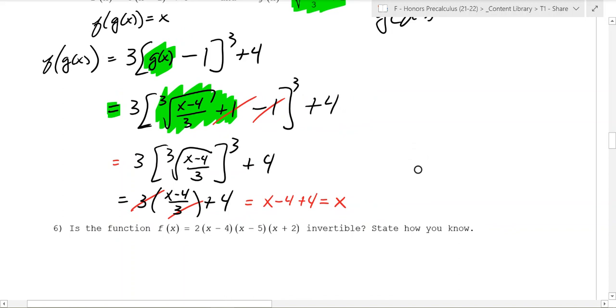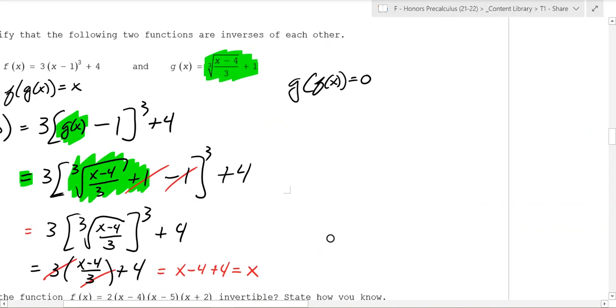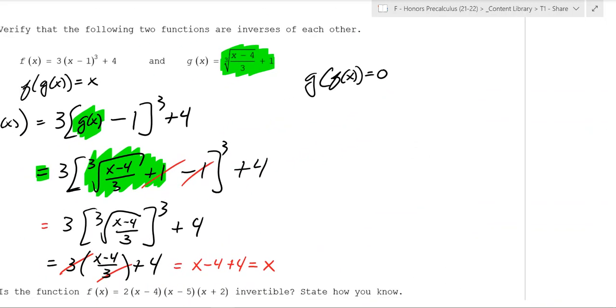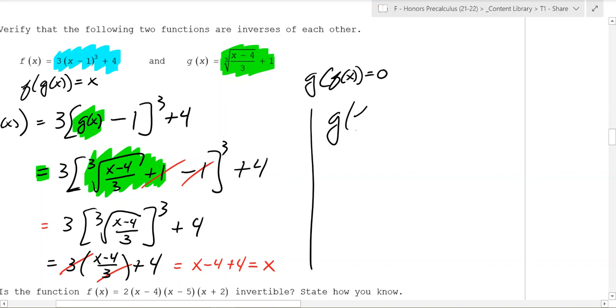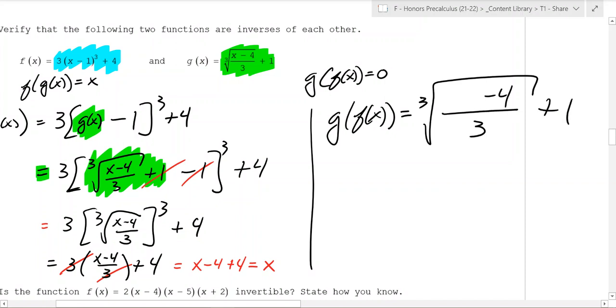The second direction, you have to go the opposite direction as well. We're going to take f and plug it into g. So here's f right here, and we're going to plug it into x. So what that means is you're going to have g of f of x. That means you're plugging in f of x. So it's going to be cube root of x minus 4 over 3 plus 1, and what we're plugging in there is f of x. So it looks big and nasty, but it's going to simplify. 3x minus 1 cubed plus 4. Well, look what happens.